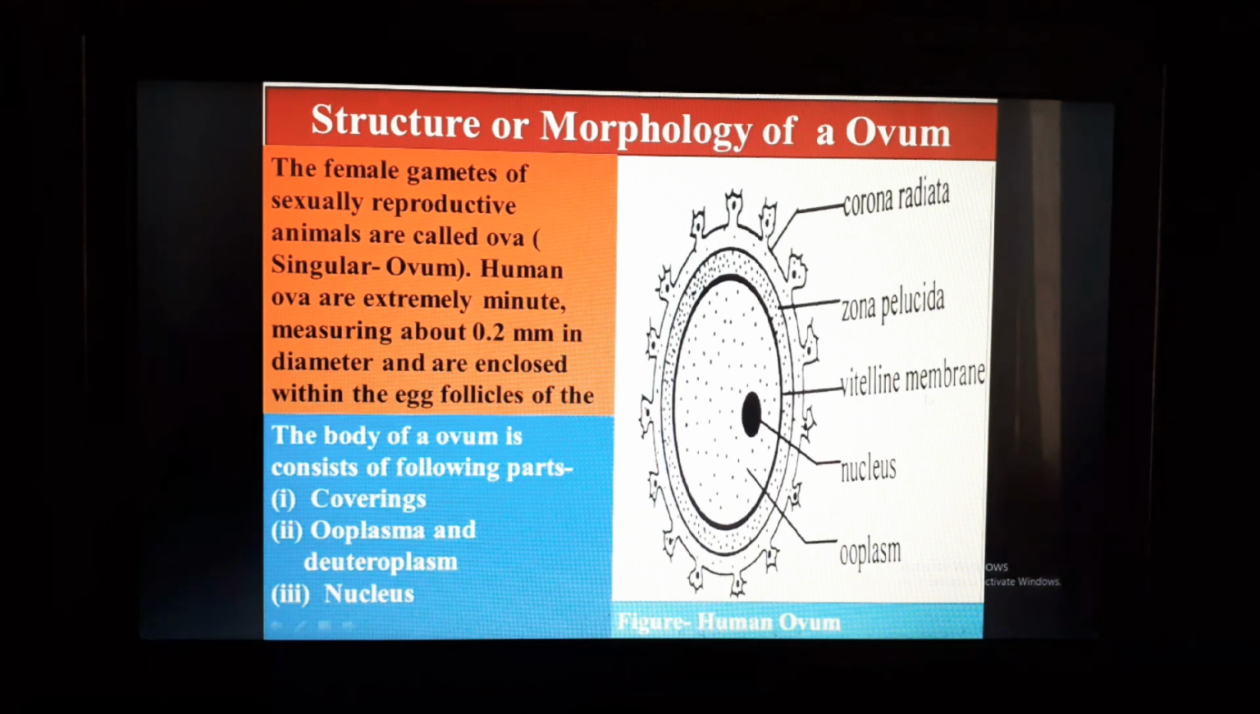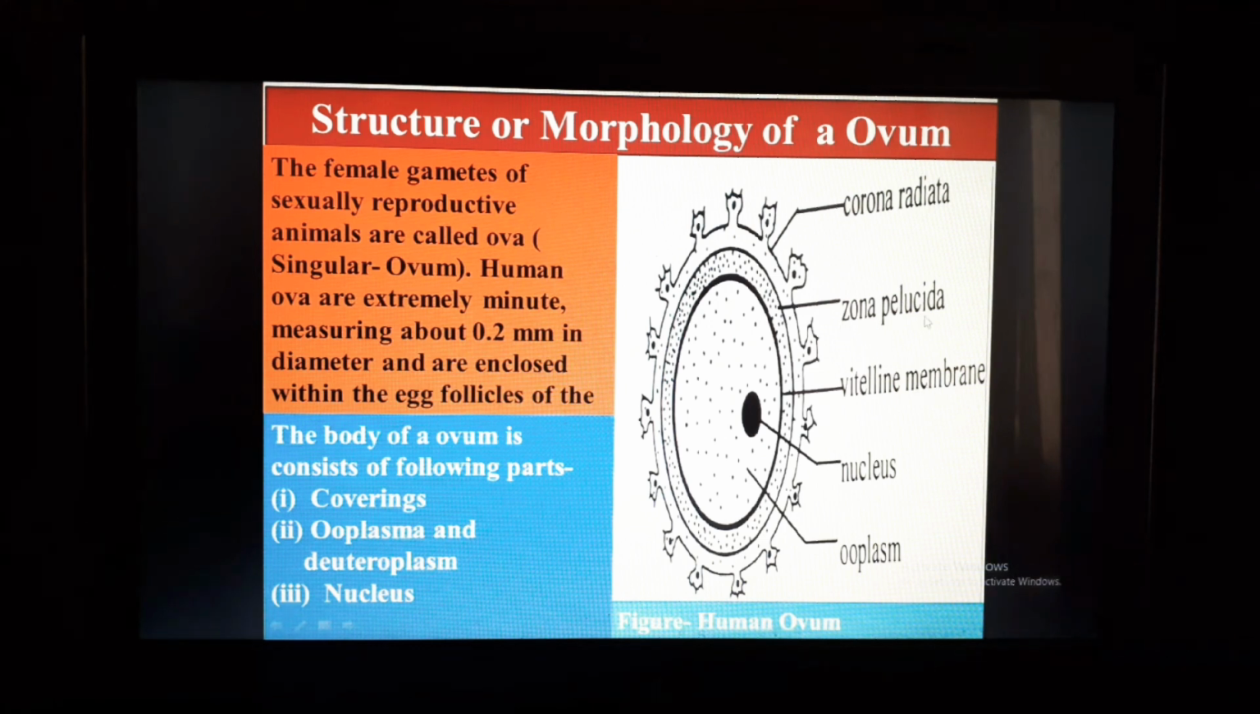First of all, vitelline membrane. All ova are covered with a cell membrane or plasma membrane called vitelline membrane. Dear student, I repeat this. All ova are covered with a cell membrane or plasma membrane called vitelline membrane.